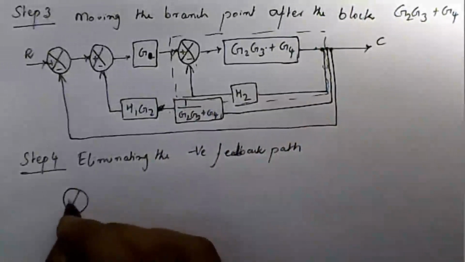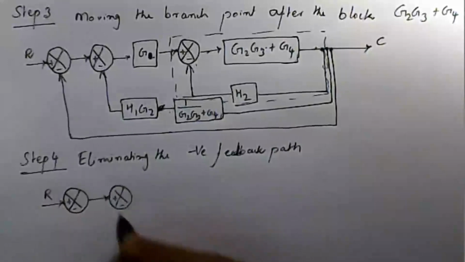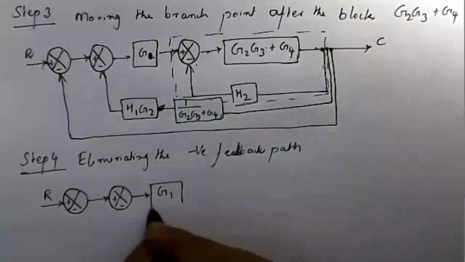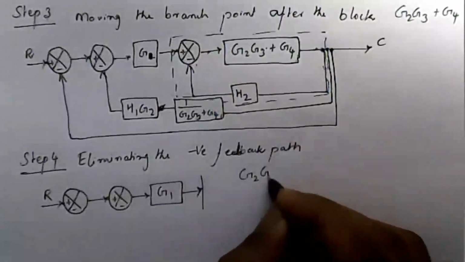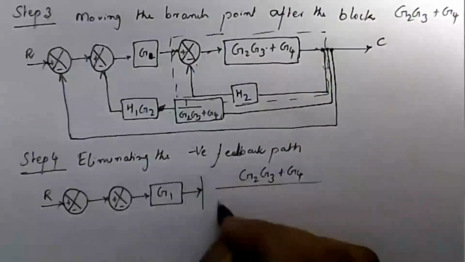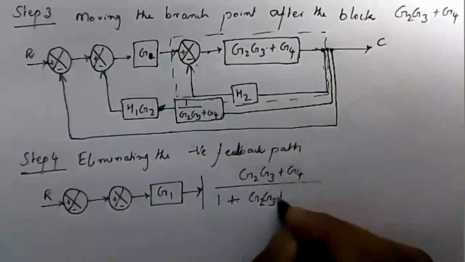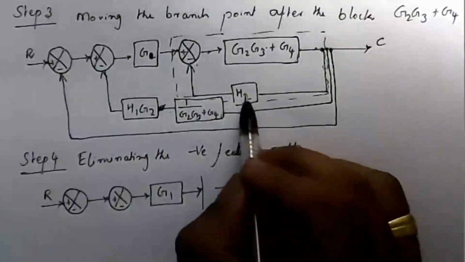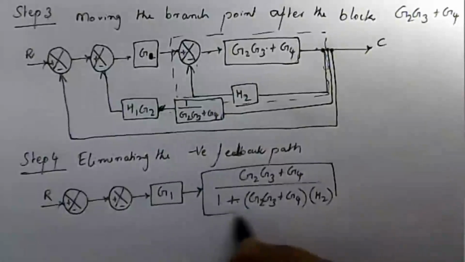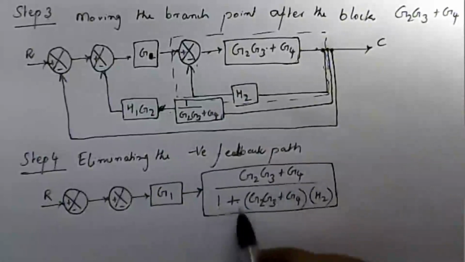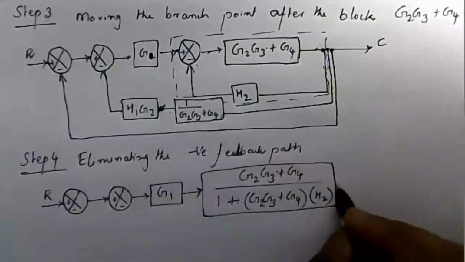There is no change in the remaining blocks. I just copy the remaining blocks. This block becomes G2 (G3 plus G4) whole divided by 1 plus, because this is negative feedback, so here put 1 plus G2 (G3 plus G4) into the reverse path gain H2. Because the formula is G of S divided by 1 plus G of S into H of S. G of S is the forward path gain. H of S is the reverse path gain, the feedback loop gain.